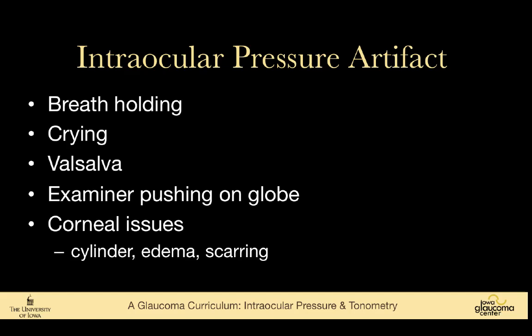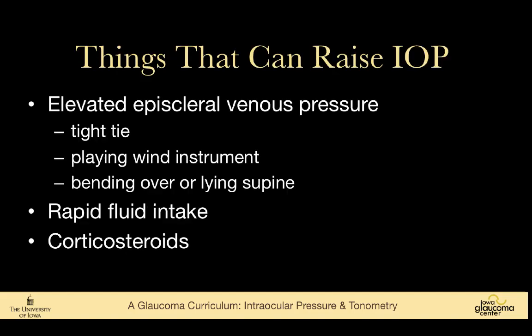It's easy to push on the globe, particularly in an eye that is very large, a highly myopic eye. And anything that affects the cornea can affect the Goldmann intraocular pressure: astigmatism, edema, scarring. There are things that can artificially raise pressure. Anything that raises the episcleral venous pressure, like wearing an extremely tight necktie, playing a wind instrument, bending over, lying supine. Hopefully patients are not playing wind instruments while you're checking their intraocular pressure.